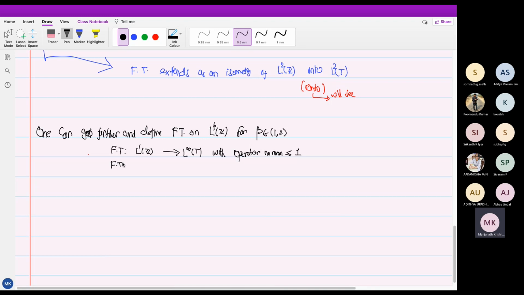And then also we have the Fourier transform from L2 of Z to L2 of T, which we have already seen also has operator norm equal to 1. Let me just write less than or equal to 1. In fact, in both cases it's 1. Hence, you can apply the Riesz-Thorin theorem.